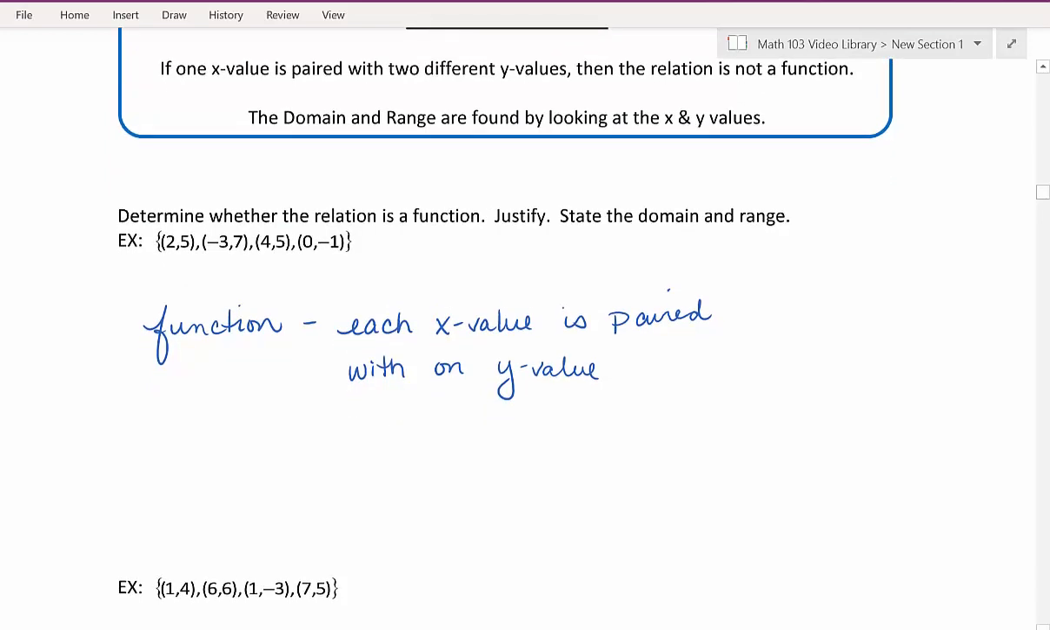Next, we want to state the domain and the range of this function. The domain is simply the set of all x values. So we're using set brackets since it's a set, and then we just list our x values. 2, -3, 4, 0. The range, that's the set of all y values. So we start with our set brackets, and now we're going to list all of our y values. 5, 7, 5 again, but I already have it, so I'm not going to repeat it, and -1.